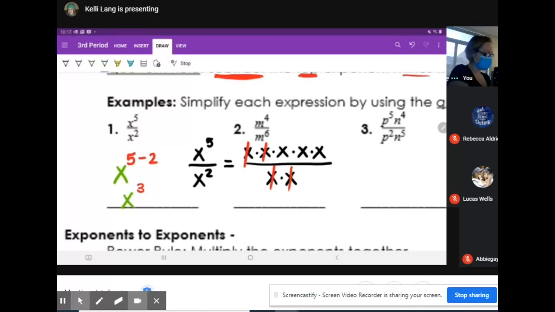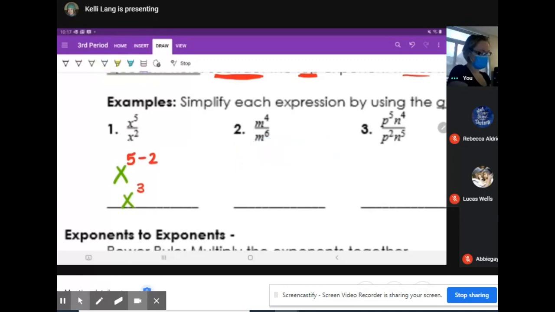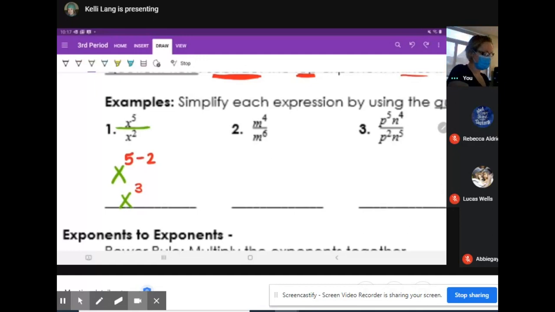Notice what happened here. We started with 5 on the top, but we took away 2 of them. That's subtraction. Started with 5, take away 2, left with 3. So that's where the subtraction feature comes into the quotient rule. It's strange because we know we're dividing, but yet we end up subtracting, and it's because of that cancellation feature. So you don't have to do your problems that way, but I did want you to see that. All right, let's move on to number 2.